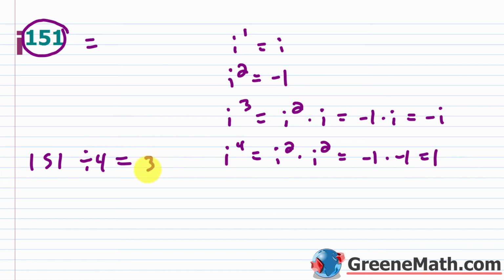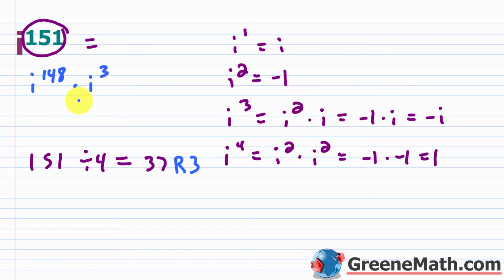Well, you're going to get 37.75, but I'm going to write this as 37 with a remainder of 3, okay? So basically the 3 divided by 4 is where you're getting the 0.75 from. 37 times 4 is 148. So I can use that to my advantage. I can say, well, this is i to the power of 148 times i to the power of 3.